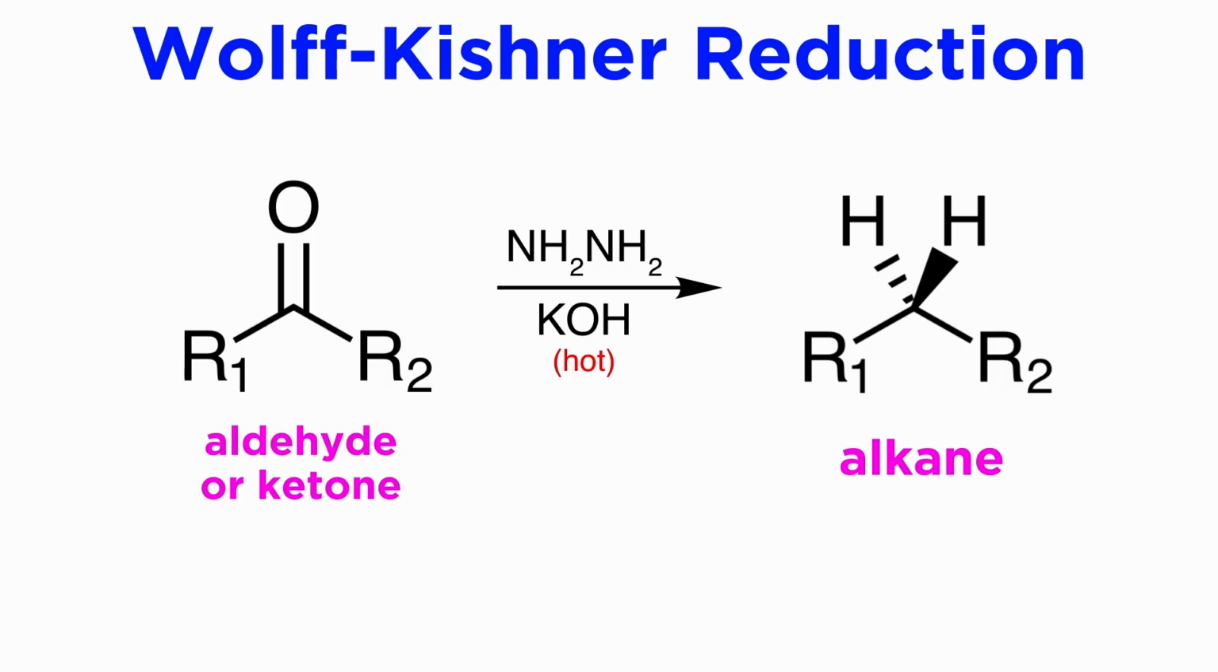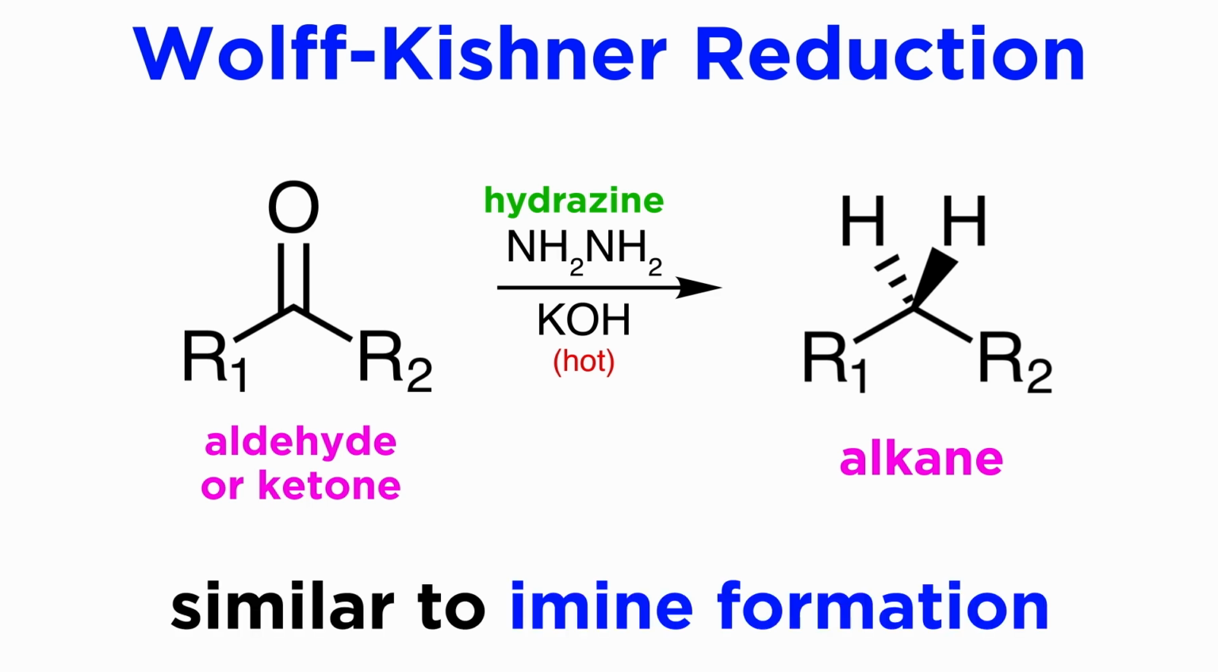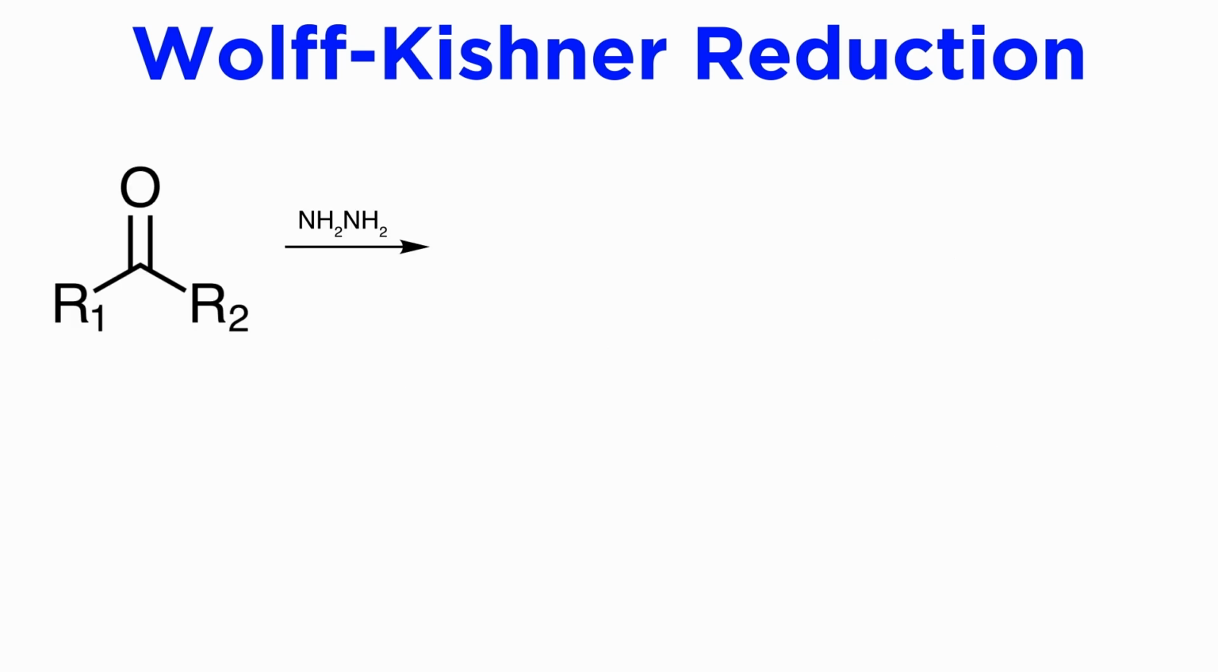As we said, the Wolff-Kishner reaction is a reduction, and the reduction is performed by a hydrazine, which is a functional group involving two adjacent nitrogen atoms, and the chemistry that occurs will be very similar to the mechanism for imine formation. One of the nitrogens from the hydrazine will attack the carbonyl carbon, and we'll go through all the steps we already know from learning about imine formation, kicking off water to get to this intermediate.